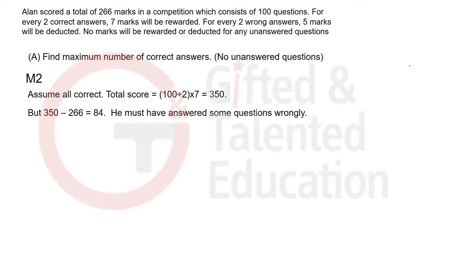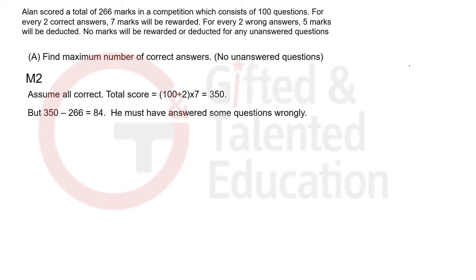Now, let's use the assumption method to solve part A. Again, we assume that there isn't any unanswered questions because we want to attain the maximum number of correct answers. So, we can start by assuming all questions are answered correctly, which means the total score would have been 350.